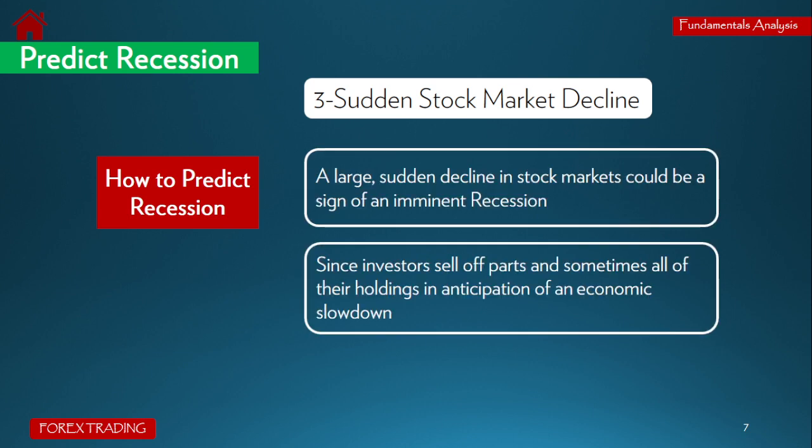So number three, sudden stock market decline. A large sudden decline in stock markets could be a sign of an imminent recession, since investors sell off parts and sometimes all of their holdings in anticipation of an economic slowdown. So that could be one indicator that we are going into a recession.